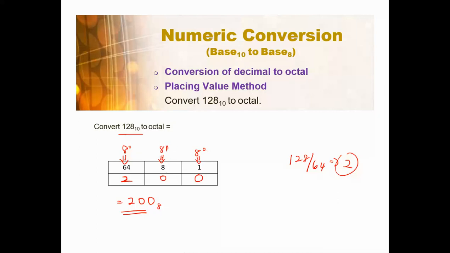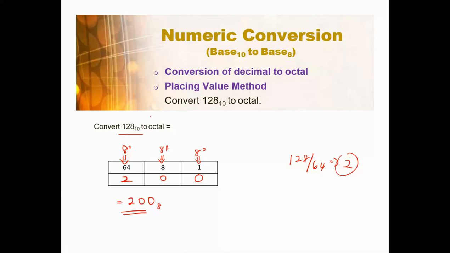8 to the power of 1 you akan dapat 8. And then 8 to the power of 2 is 64. Okay, kalau kita buat 8 to the power of 3 dia dah 512. So dah more than enough, more than the given question. So kita start relevant lah. Okay, jadi kita ambil sampai 64.